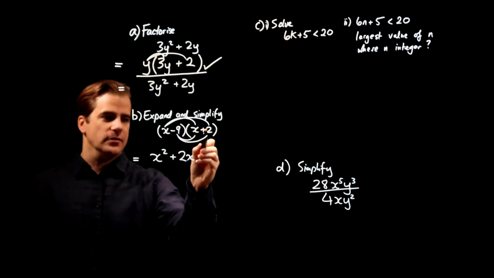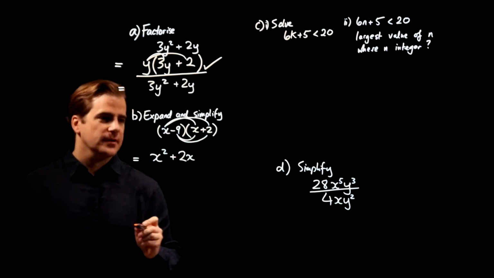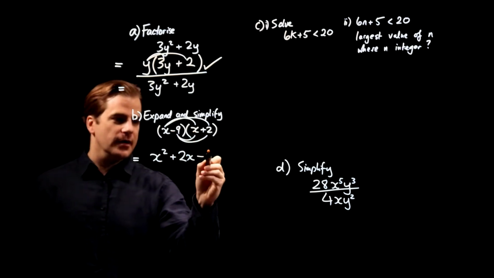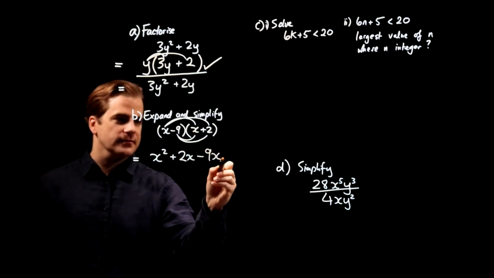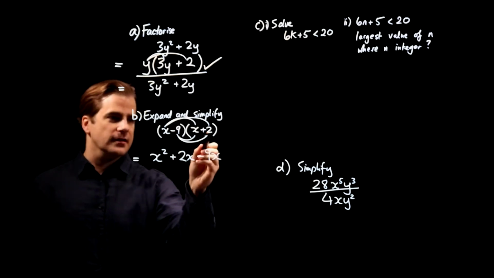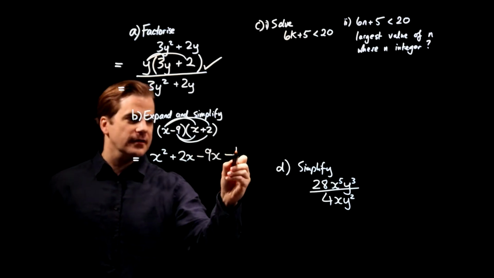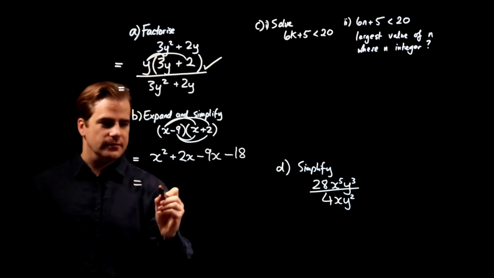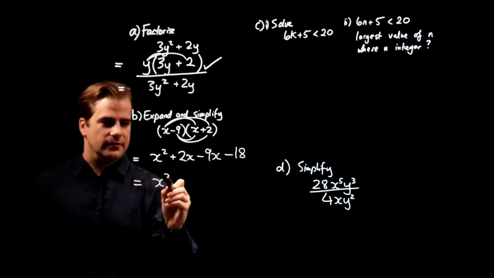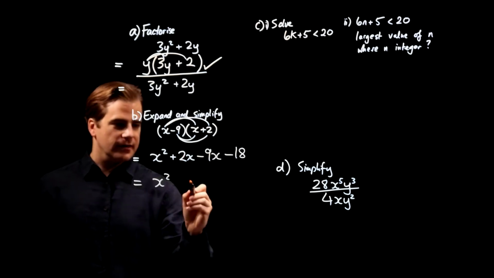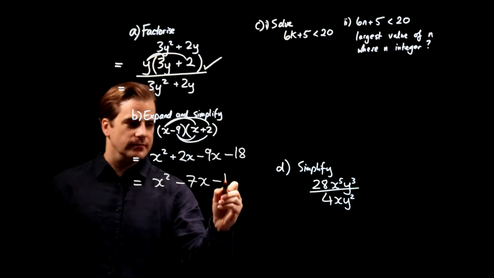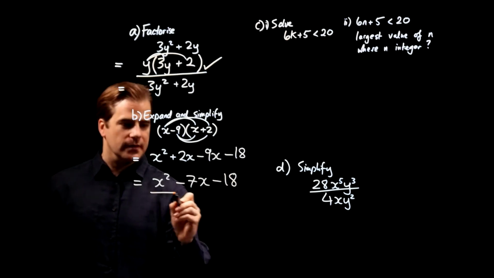X times 2 is 2x. Minus 9 times x is minus 9x. Minus 9 times 2 is minus 18. Gather like terms. X squared, 2x minus 9x is minus 7x. Minus 18. That's it.